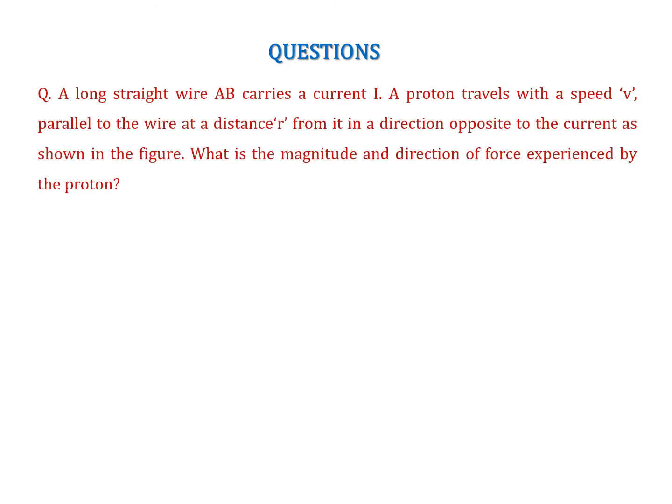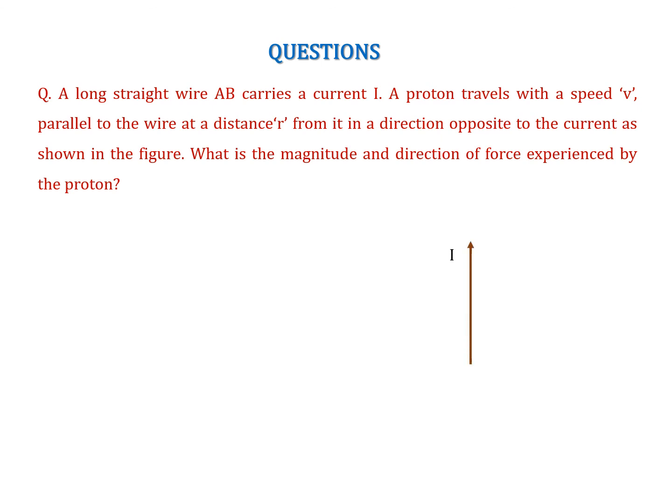Okay, we take another question based on the same formula. A straight wire AB carries a current I. A proton travels with a speed v parallel to the wire at a distance r such that its direction is opposite to the direction of current as shown in the figure. What is the magnitude and direction of the force experienced by the proton?